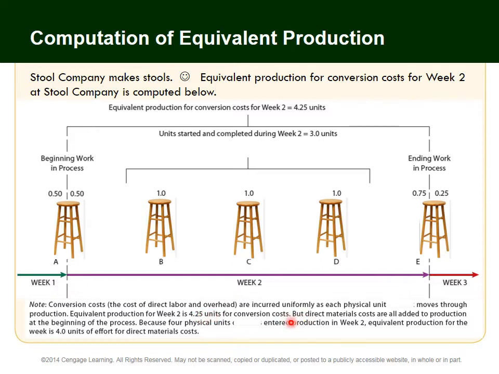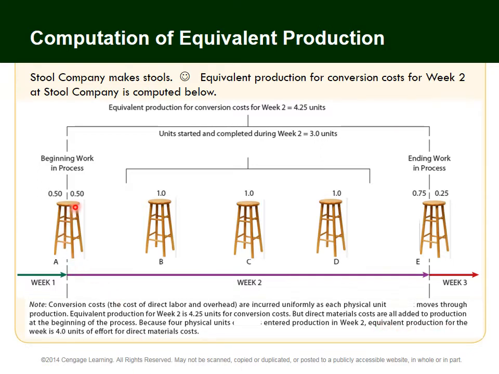Now, this is the biggest statement that causes students the most confusion, and it's this word, but direct materials. So read right here. Direct materials are considered to be added to production at the beginning of the process. So here we're going to have the challenge that conversion costs are going to be calculated separately from direct materials. Because the 4 physical units entered production in week 2, equivalent production is 4.0.